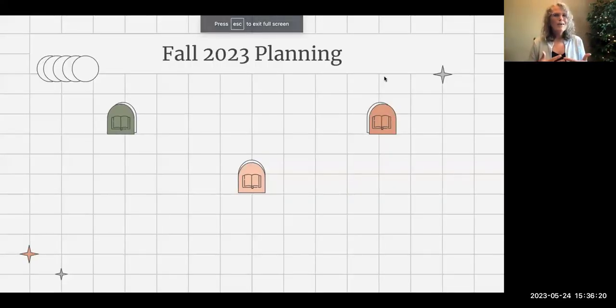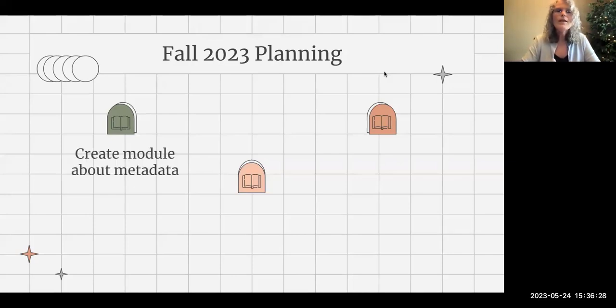So moving forward, this is kind of what I'm thinking. I don't know if I'll get to all of them, but one in particular, I think I will. This is what I'm thinking for this semester. I would like to create a module about metadata, more so for my graduate students. The reason is that the graduate program is all online, and it's mostly asynchronous. So I want to be able to have that for them. So I'm thinking about ways to do that.